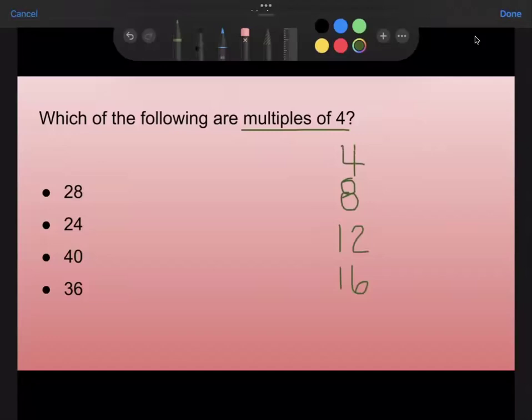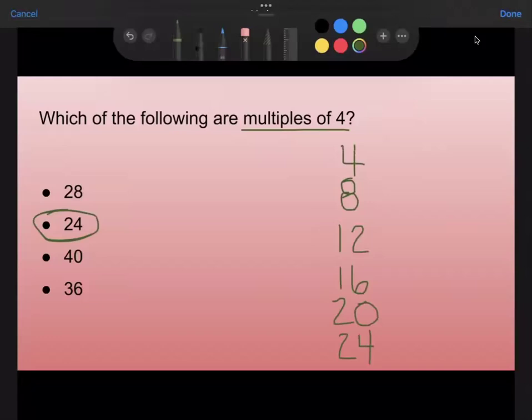So let's keep going. 4 times 5 would be 20. 4 times 6 would be 24. And we can pause there for a second. So we see 24. That is definitely one of them. But let's keep going to see if there are any more.